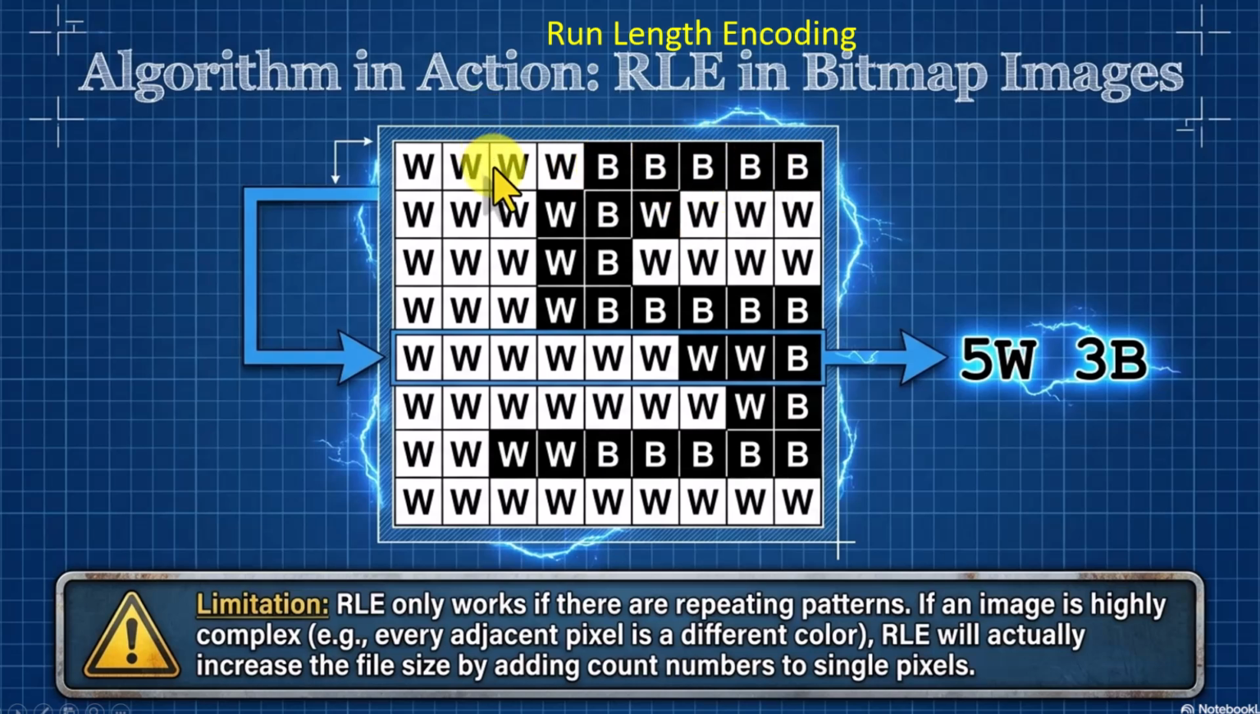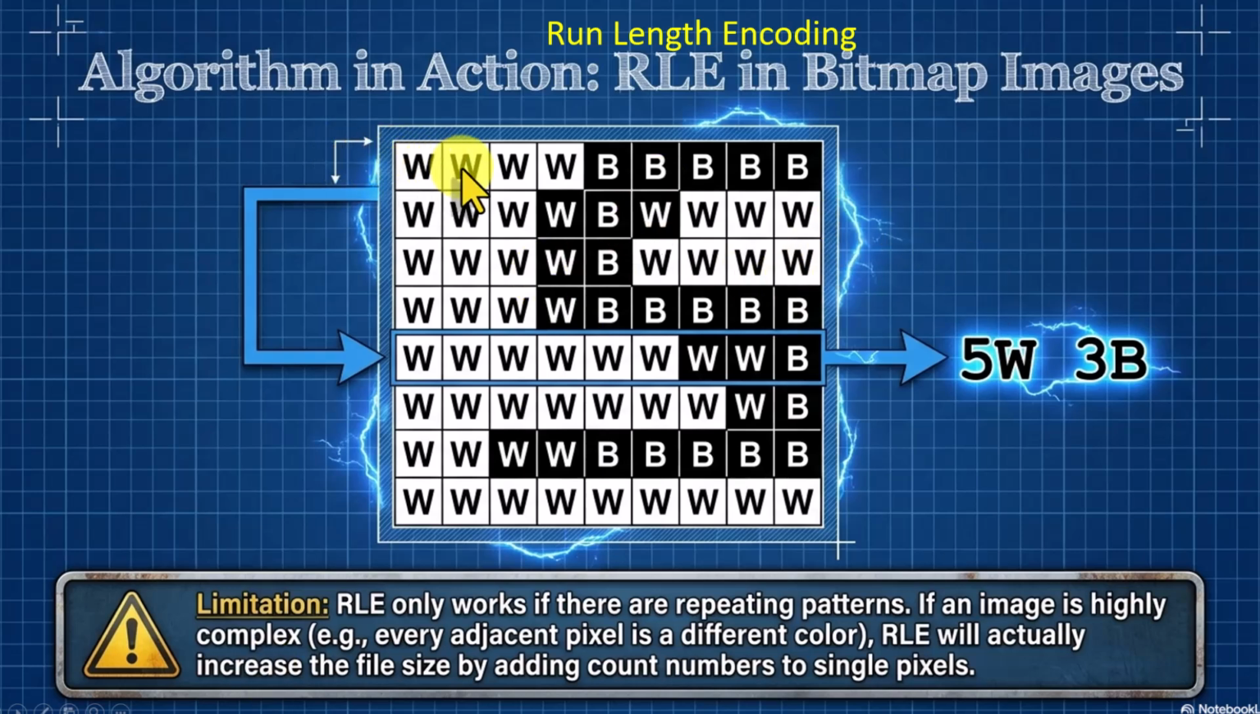Okay, now that W can be just 24 different binary digits. So that works in pictures as well. RLE only works if there are repeating patterns. If an image is highly complex and every adjacent pixel is a different color, so they are just not repeated, RLE will actually increase the file size.